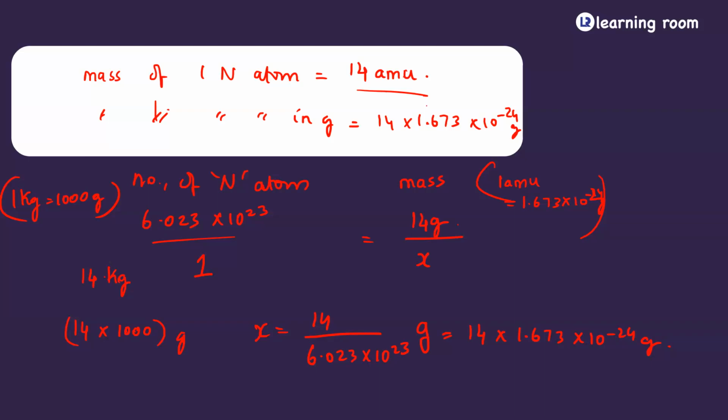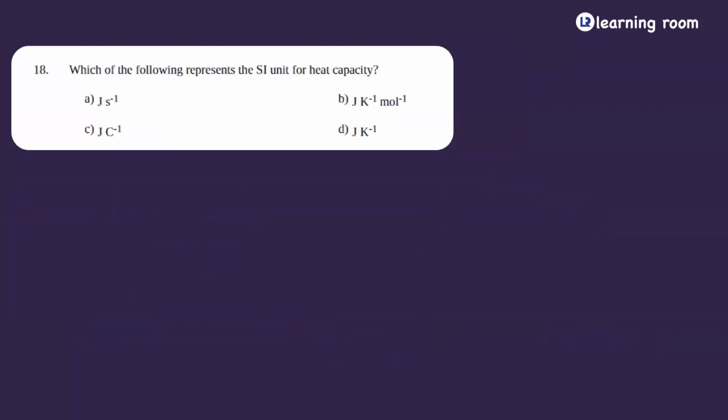Done. Next part. Which of the following represents the SI unit for heat capacity? Heat capacity. Joule per Kelvin per minute. என்ன கதா? Amount of heat to raise the temperature of the substance per degree Celsius or per Kelvin.